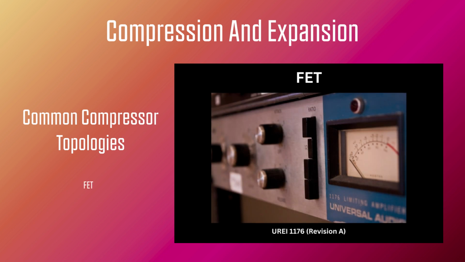FET uses field effect transistors. FET compressors emulate the tube valve sound using transistor circuits. They're fast and bright sounding. FET compressors add both punch and color to a sound and can be extremely useful for creating aggressive transient-rich audio. The most famous FET compressor is the UREI 1176.